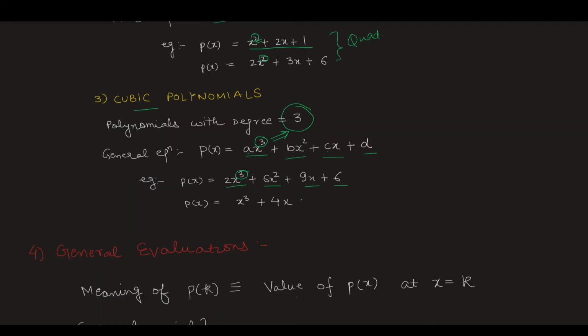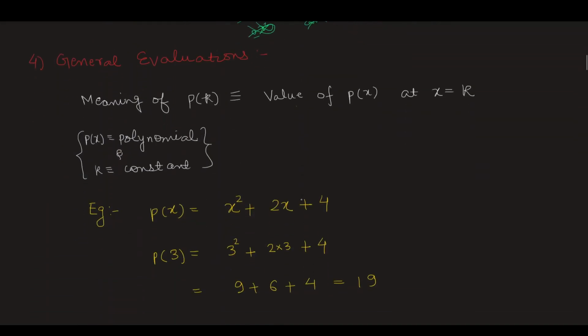Second example is x cube plus 4x. See, in this example, x square term is missing and also this constant term is also missing. But again, it is a polynomial. We can understand it like its coefficient is 0. So the x square term is not visible in this equation. So why is it a cubic polynomial? Due to this 3, because the highest power of x in this equation is 3. So these are cubic polynomials.